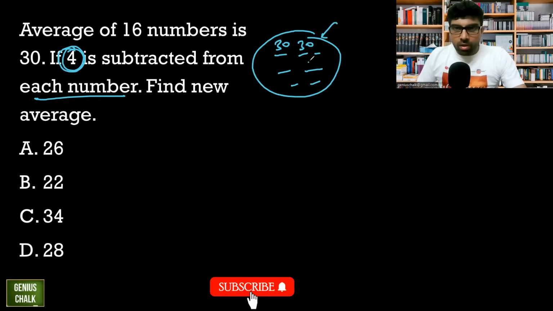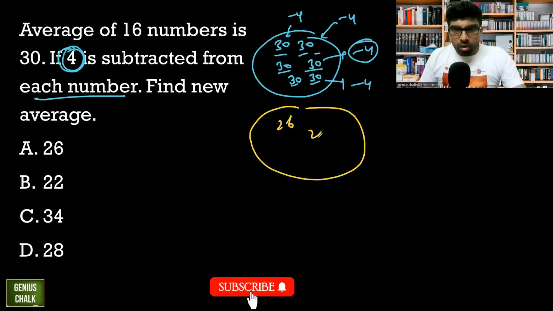That means those numbers are having 30. Now I am subtracting 4 from everyone. That means what is the change in the average? That will also be subtracted by 4. So 30 minus 4, everybody will be having now 26, 26, 26. So this is my answer, option A.